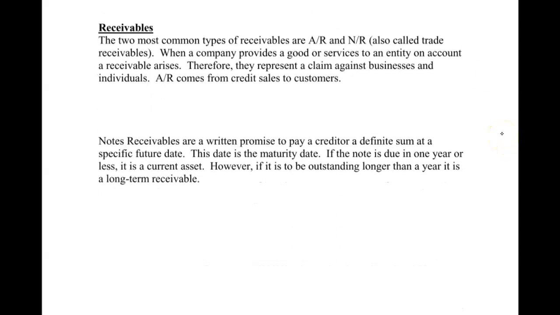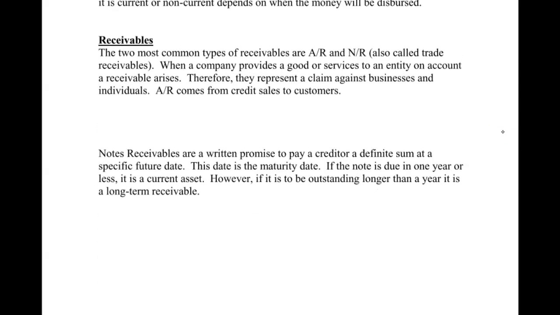All right, receivables. Most everybody should be familiar with the two most common types. We have accounts receivable and notes receivable. So when a company provides a good or service to an entity on account, a receivable arises. They represent a claim against businesses and individuals. You also see people sometimes define it as a claim to cash, because if you have an accounts receivable, you should later be receiving cash.